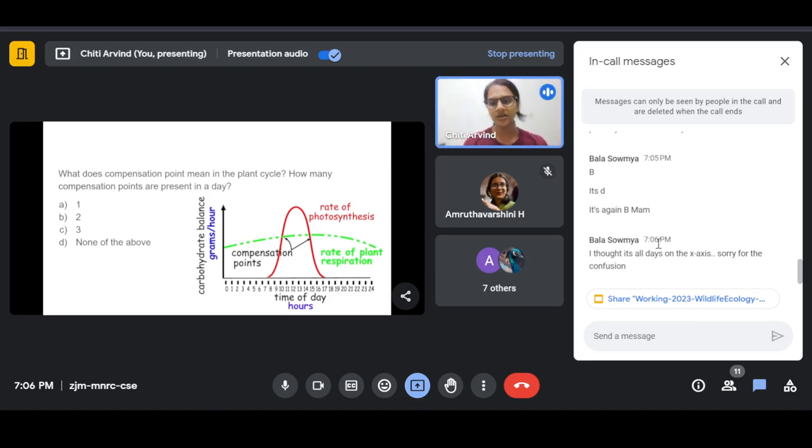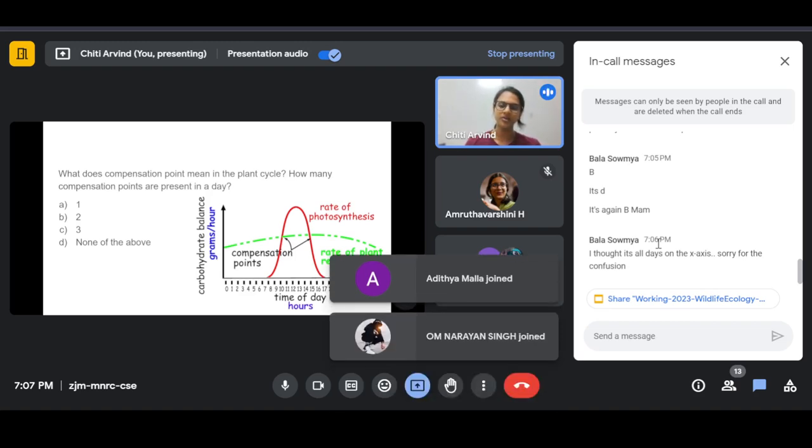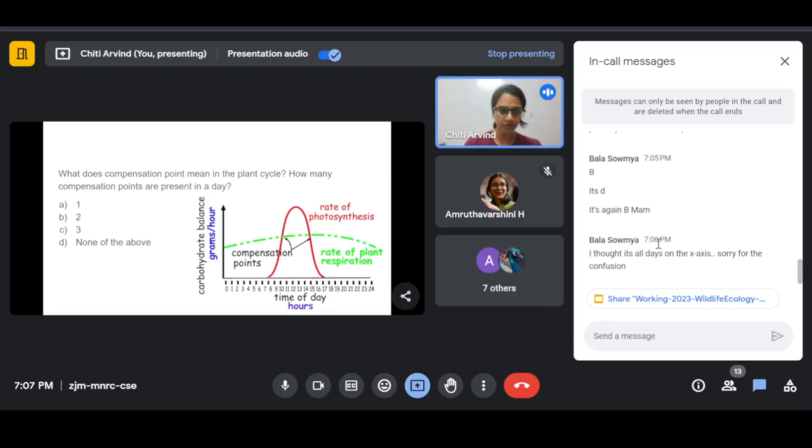Okay, so let's discuss this graph a little bit. So this is 24 hours of a day represented in your graph. On the x-axis you have time of the day from 0 to 24 hours. Well, 0 is technically the 24 hour, and then you have on your y-axis carbohydrate balance, which is basically grams per hour. Okay, and then you have a particular plant that undergoes or performs the function of respiration and photosynthesis, right?